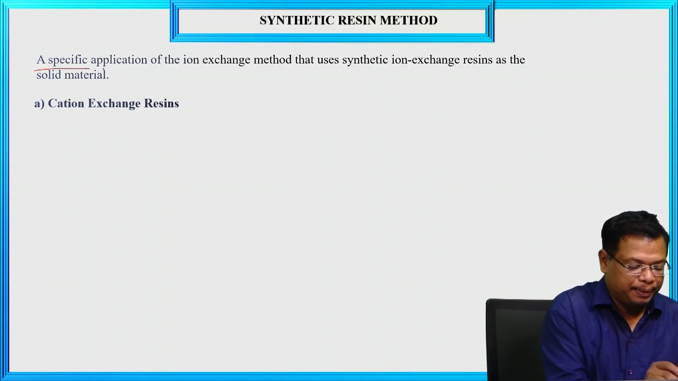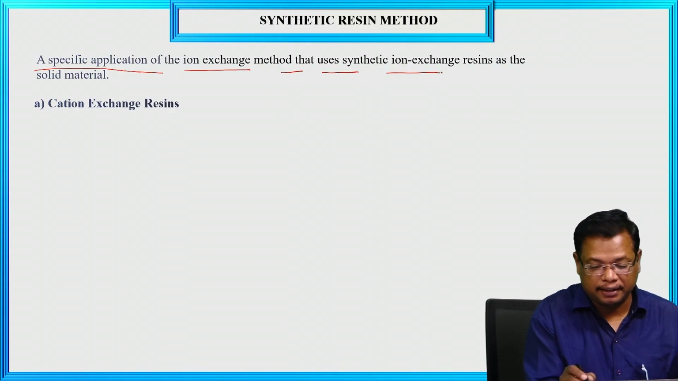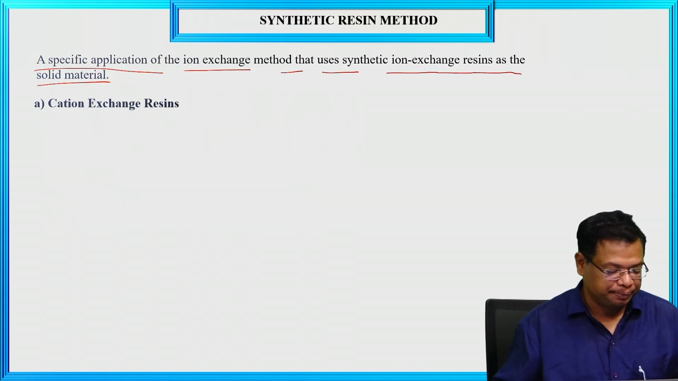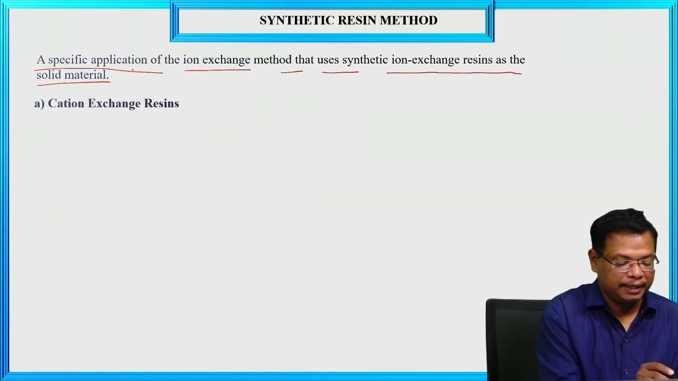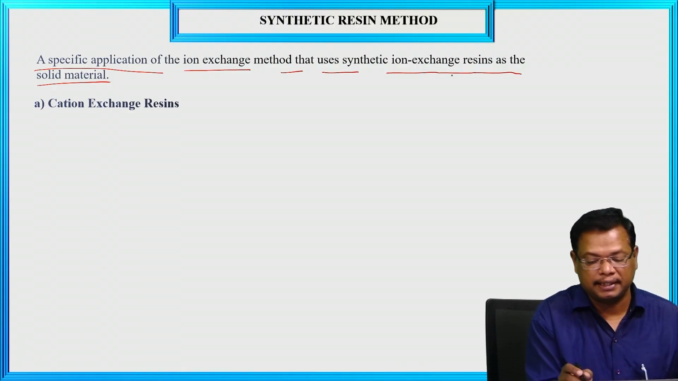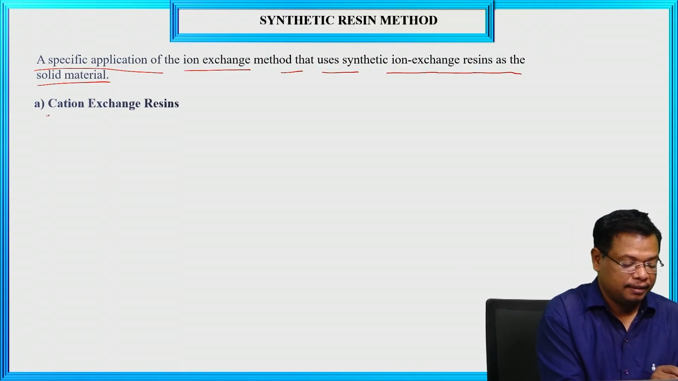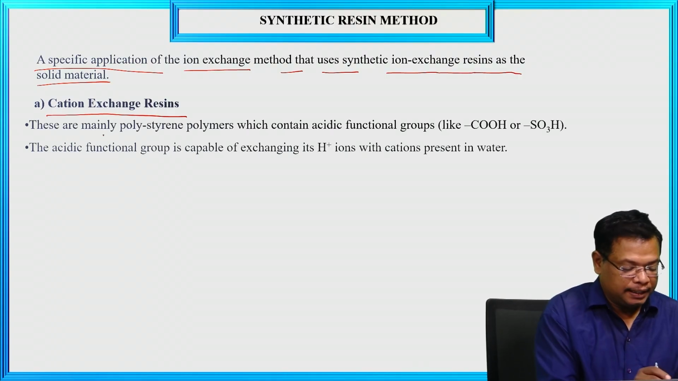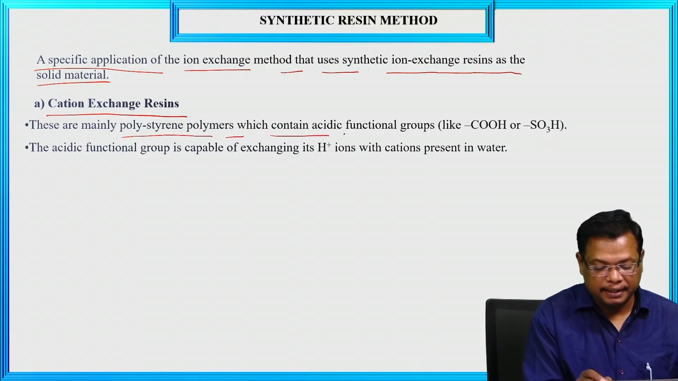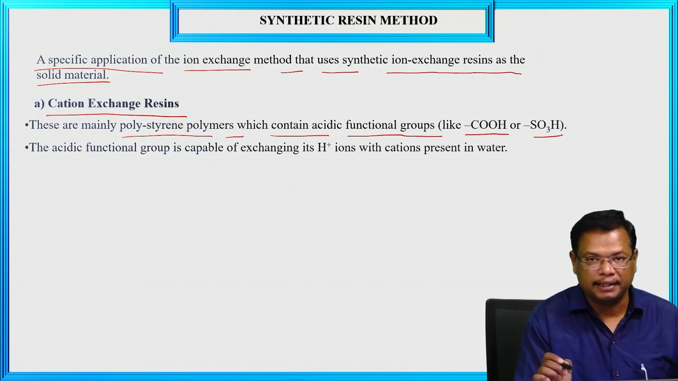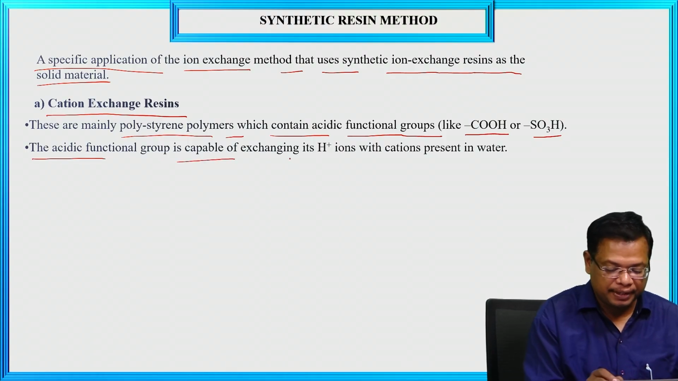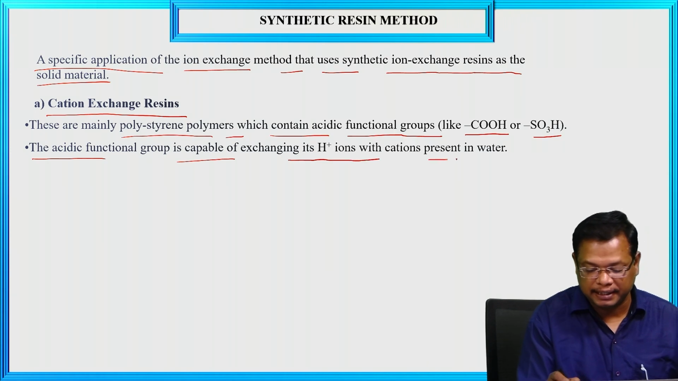A specific application of the ion exchange method uses synthetic ion exchange reagents as the solid material. These are cation exchange resins. These are mainly polystyrene polymers which contain acidic functional groups like COOH or SO3H, sulfonic groups. The acidic functional group is capable of exchanging its H plus ions with cations present in the water.